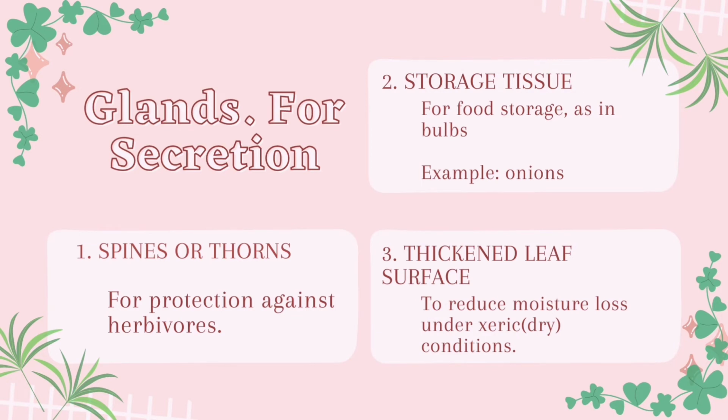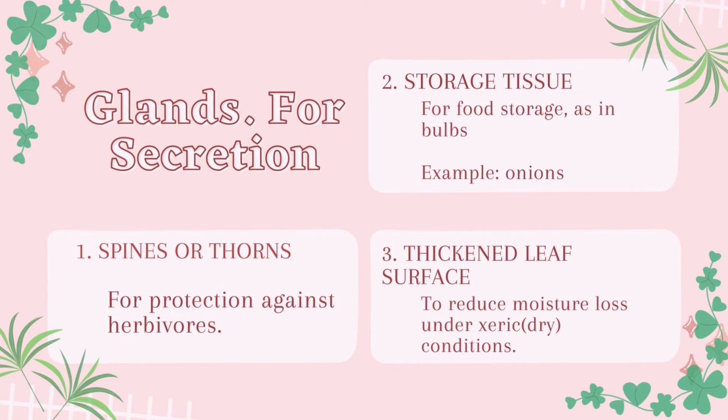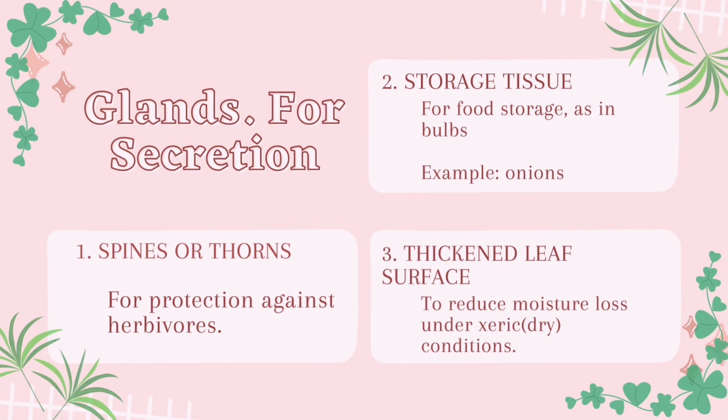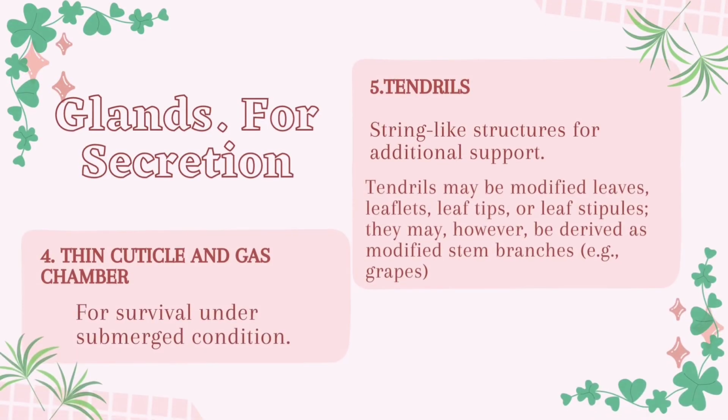Next is the storage tissue. Leaves become fleshy and juicy due to the storage of water, mucilage, and food materials. Thickened leaf surface is to reduce moisture loss under dry conditions. And another is the thin cuticle and gas chamber. It is for survival under submerged conditions. And the last is the tendrils. It is a string-like structure for additional support. Tendrils may be modified leaves, leaflets, leaf tips, or leaf stipules. And they may also derive as modified stem branches.